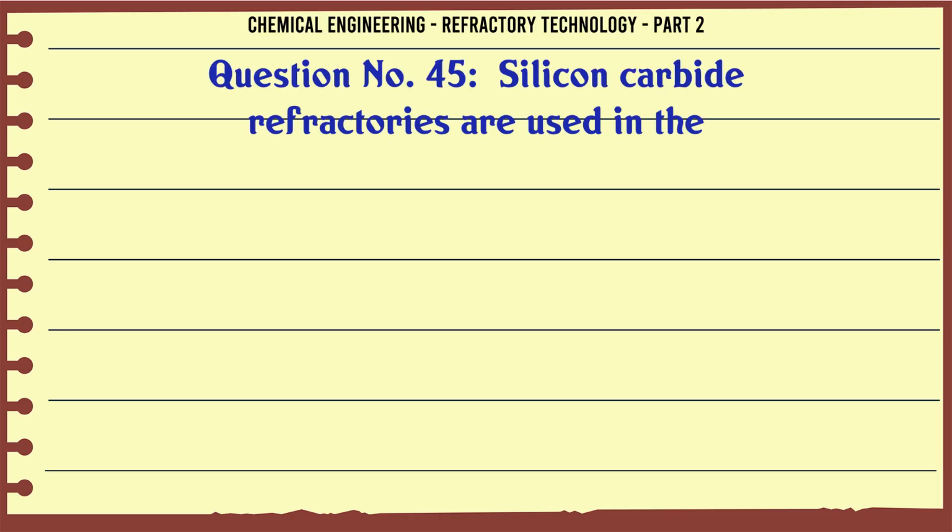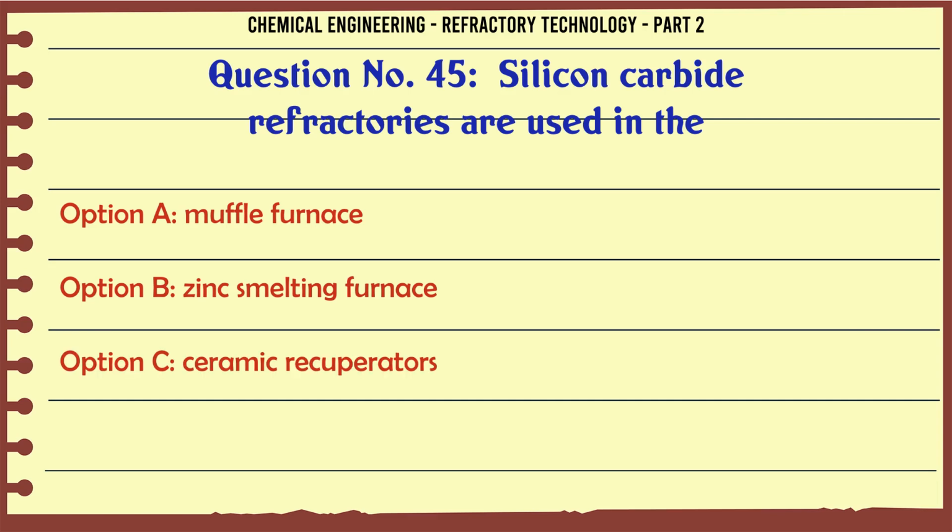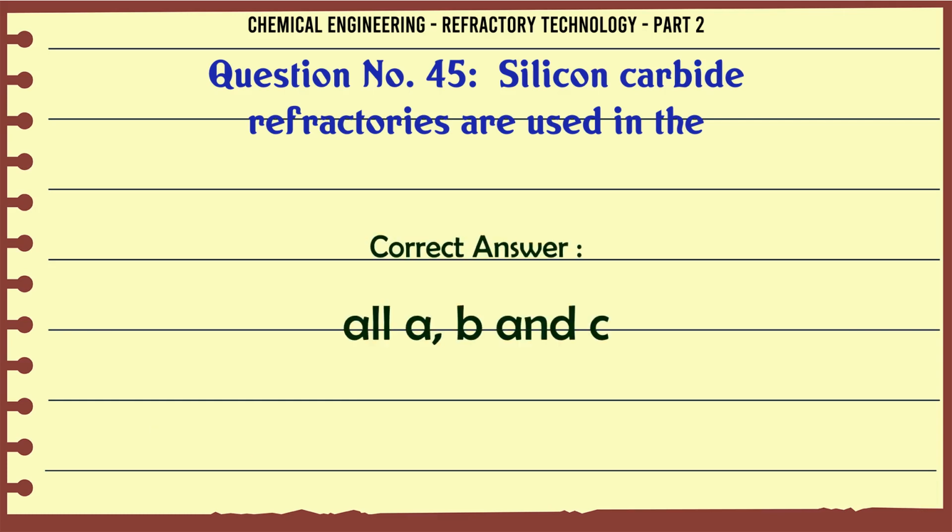Silicon carbide refractories are used in the A. muffle furnace. B. zinc smelting furnace. C. ceramic recuperators. D. all A, B, and C. The correct answer is all A, B, and C.